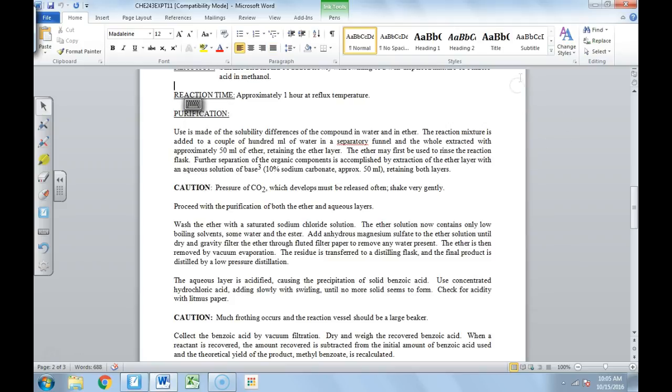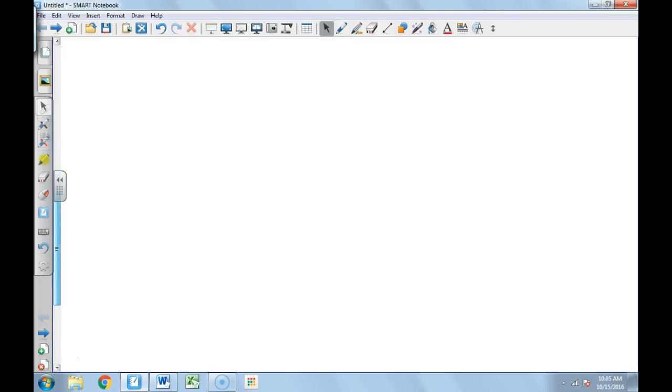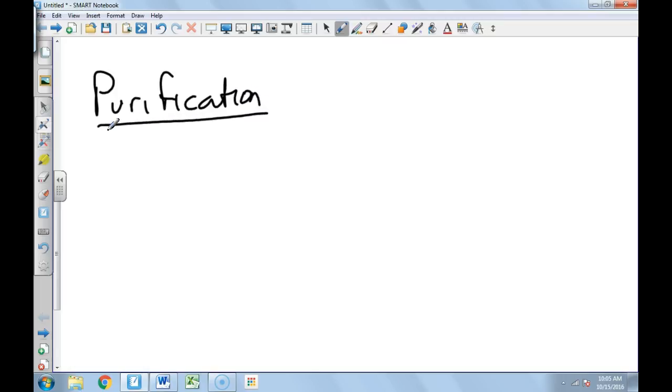So let's talk about the purification. Okay, so when you purify this guy, when you purify the methyl benzoate, the methyl benzoate is going to be a liquid, okay?